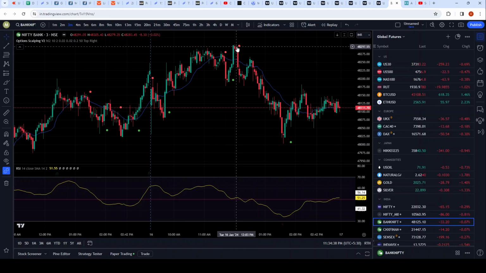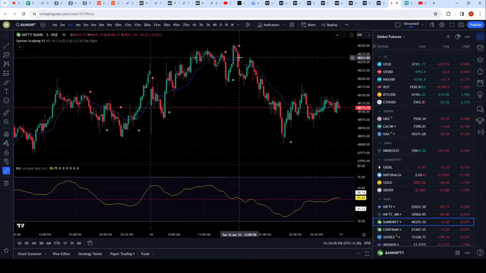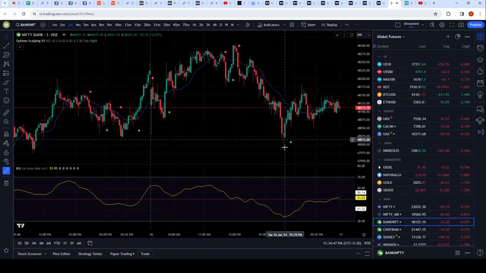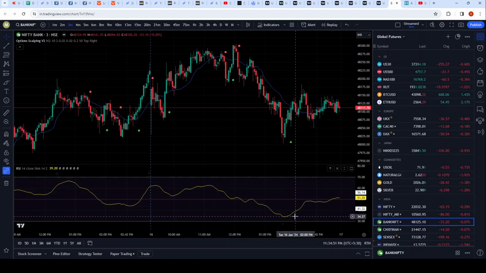The next clear sign is this red dot over here. We execute this because we execute when the yellow line goes below the red, and there was a nice slide down. This green dot again comes up over here, signaling us to buy, but we do not buy it because the yellow line is below the red. All right.